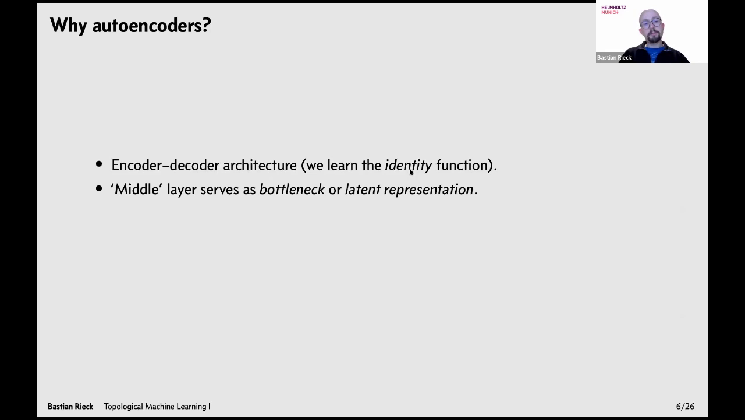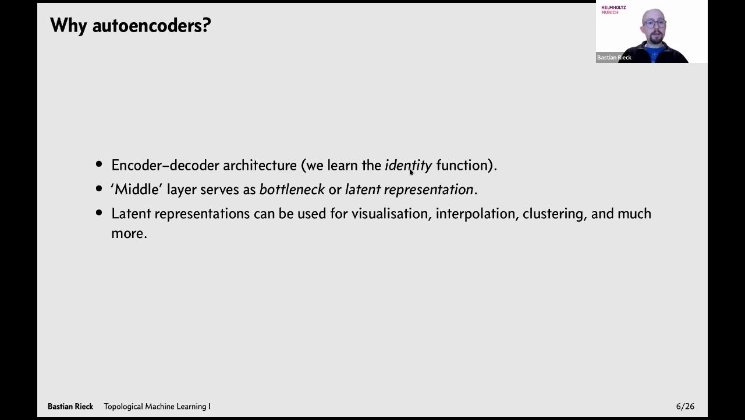The middle layer that you saw here, the one that I denoted by Z, the latent representation, is often known as the so-called bottleneck. And this latent representation is used for visualization, for interpolation, for clustering, or many other things. And it's really interesting. I want to emphasize this idea of the bottleneck here. By squeezing your data through a very, very low dimensional representation, the idea is that you force the neural network to pick up on relevant features in the data so that the whole data can be reconstructed again.